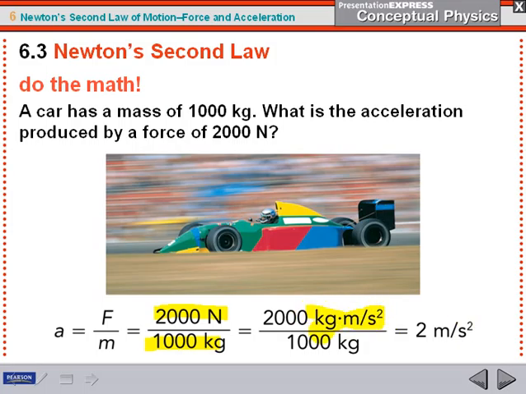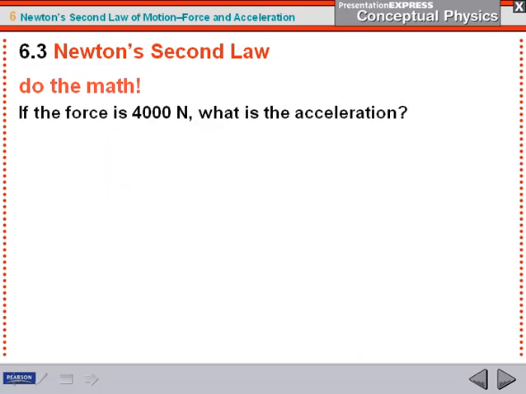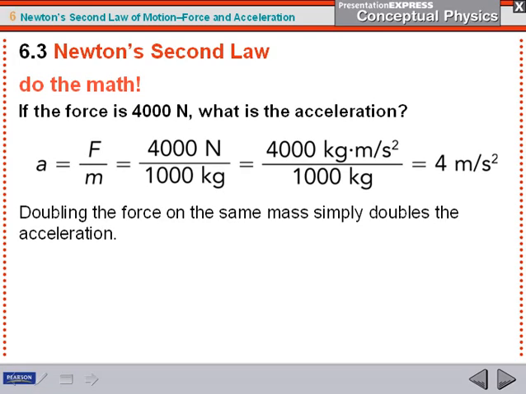Now this is interesting right here. I wrote newtons as kilograms times meters per second squared. That's another way of writing newtons. And if you look at that, here is a unit of mass. Here's a unit of acceleration. And another equation for force is mass times acceleration. So that all makes sense. If the force is 4,000 newtons, what is the acceleration? If we take that same 1,000 kilogram car and we double the force, essentially going from 2,000 to 4,000, then you're going to simply double the acceleration.